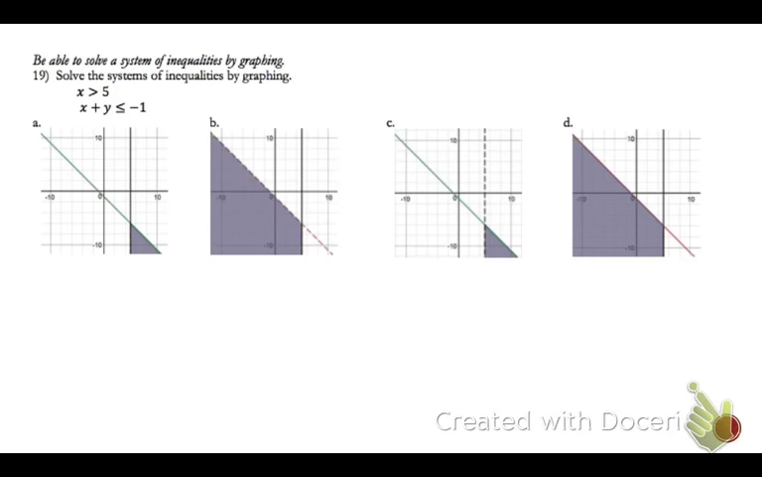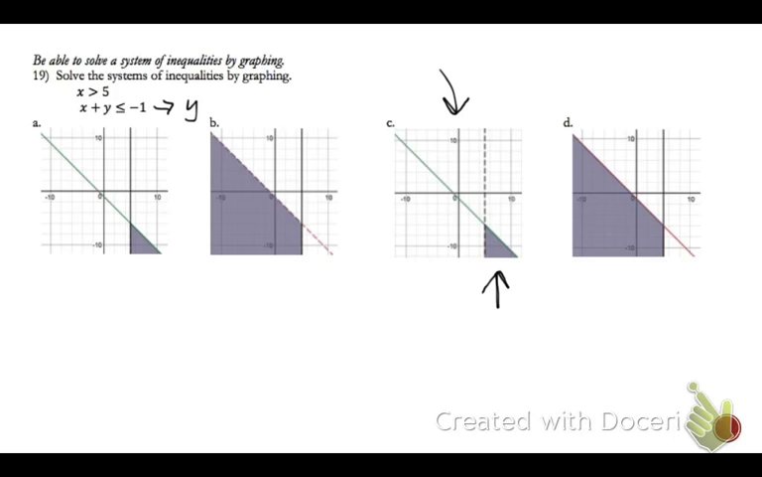So now we have a system of inequalities. So our top inequality, x is greater than 5, is simply a vertical line. It will be dashed, so I'm going to scan. Oh, and I only see one answer choice that has a vertical line at 5 with a dashed line. And it is shaded correctly.